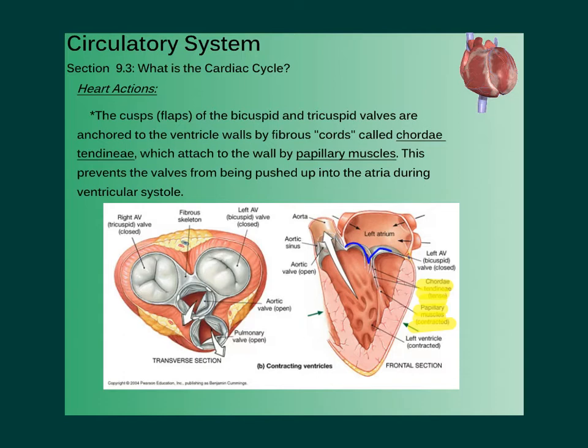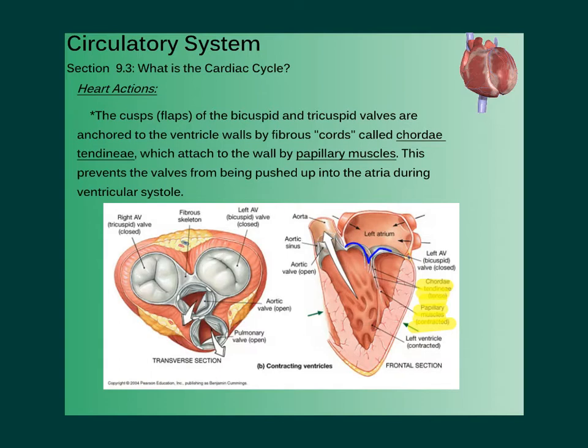Very simple to remember. They call them cords because they really are kind of like cords you maybe see on a guitar. And they call them tendineae because it is made out of the same dense connective tissue that we find in tendons. So it is a very strong material. And there's also what we call papillary muscles. So we all know that muscles contract things. We know that tendons are going to connect muscle to bone. But in this case, these tendineae are actually going to connect the valve to the ventricle.